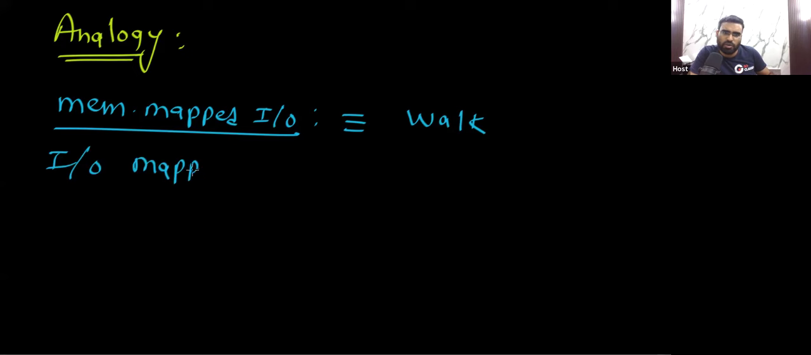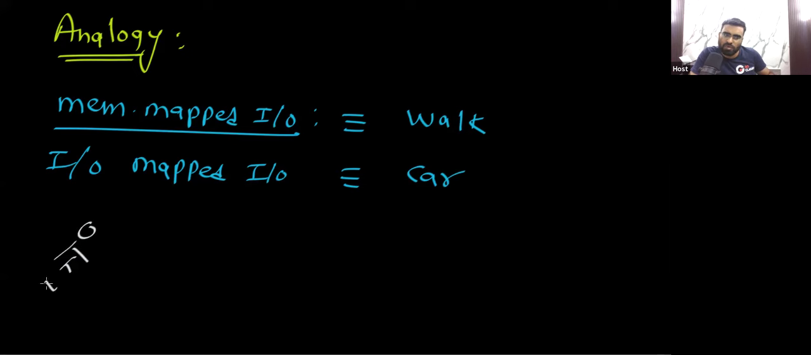It is like this. Let me give you one analogy. Just consider this, then you will understand what I want to say. Assume that memory mapped IO is like walking. That is similar to walk. And IO mapped IO is like a car. You need many extra things, correct? So let's assume that is like a car. Is this clear?